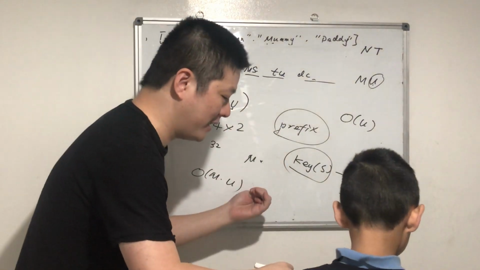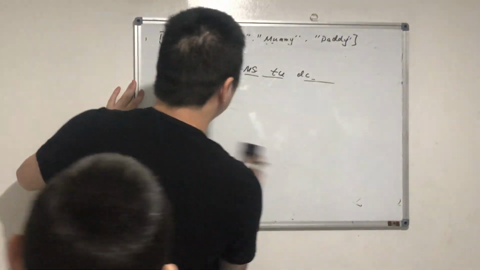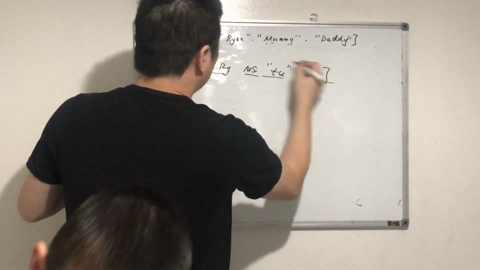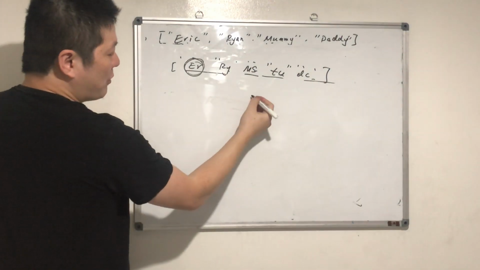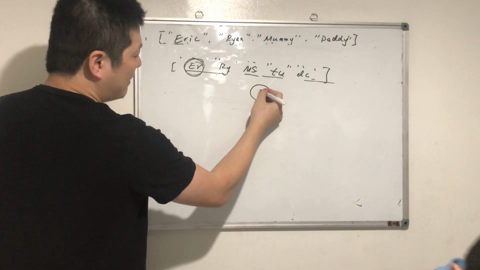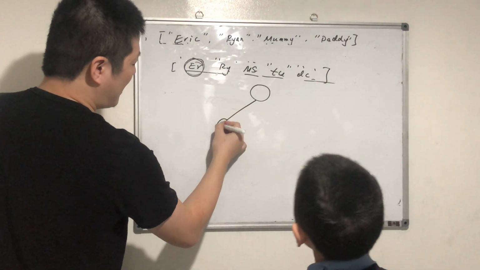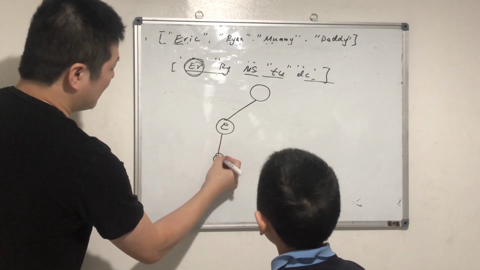So the try, we're coming back to the concept of the try. Why do we need a try? We build a tree. Look, E-R-I-C. This is a root, and it's empty. Then E, so I have an E here. R, there's an R there.